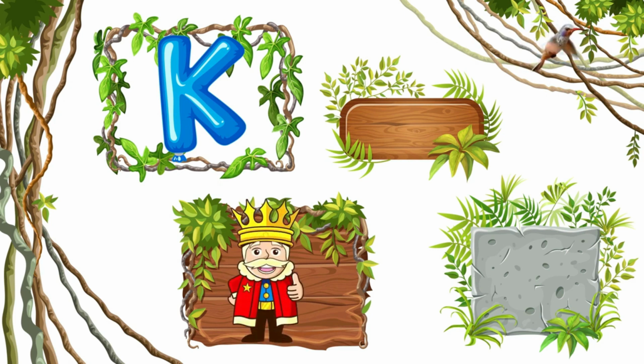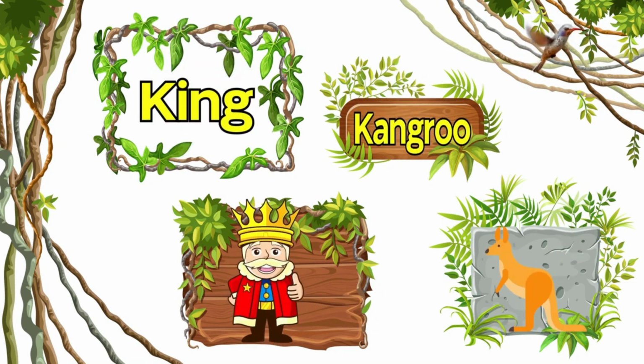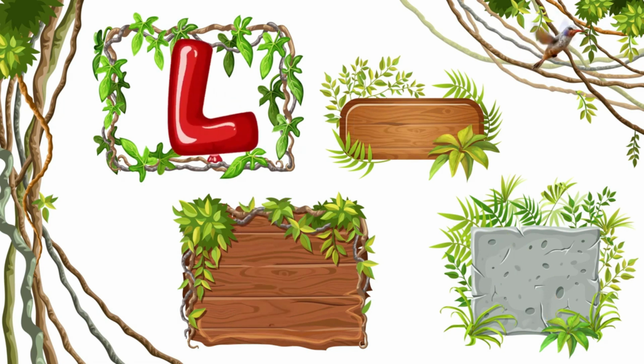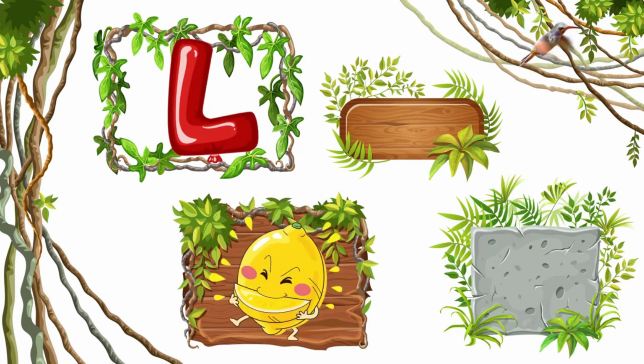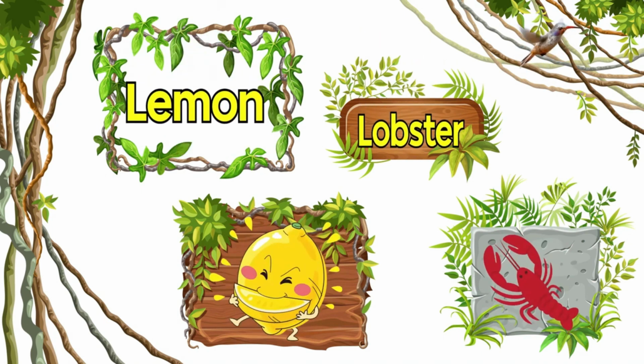K for king. K for kangaroo. L for lemon. L for lobster. Lobster and lemon.